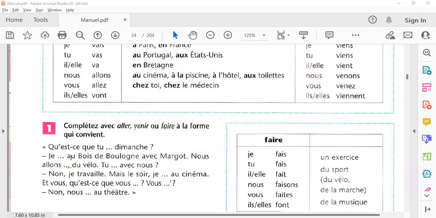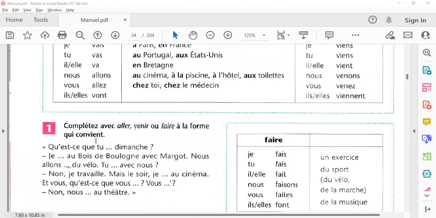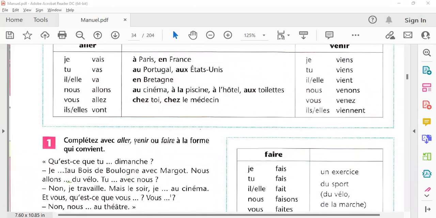So automatically you will be going with the verb aller. So what are you going to keep here, Alina? Please, can you give me the answer? Fatma. Fatma, oui. Je vais au bois de Boulogne avec Margot. Yeah, very correct answer.